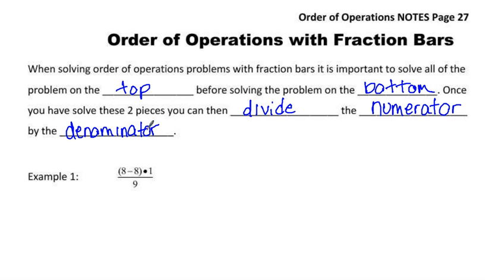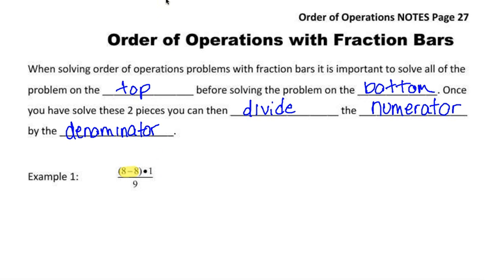All right, so let's look at an example. And there's two methods for solving this. You can either go side to side with this problem, or you can kind of work it top to bottom. Either way is fine with me. So if we look at the first one, I'm going to work everything on the top first, and I'm going to work side to side.